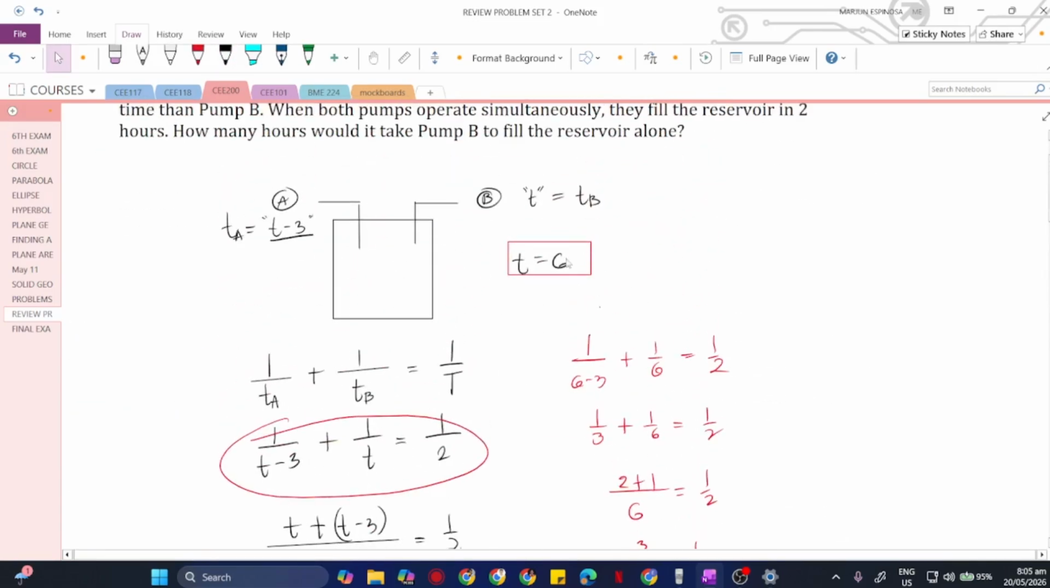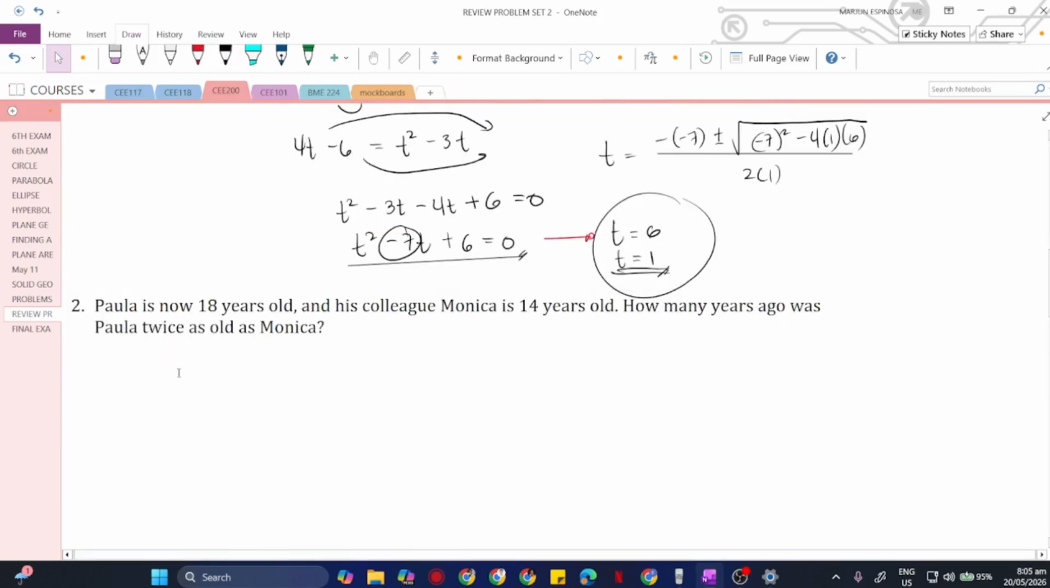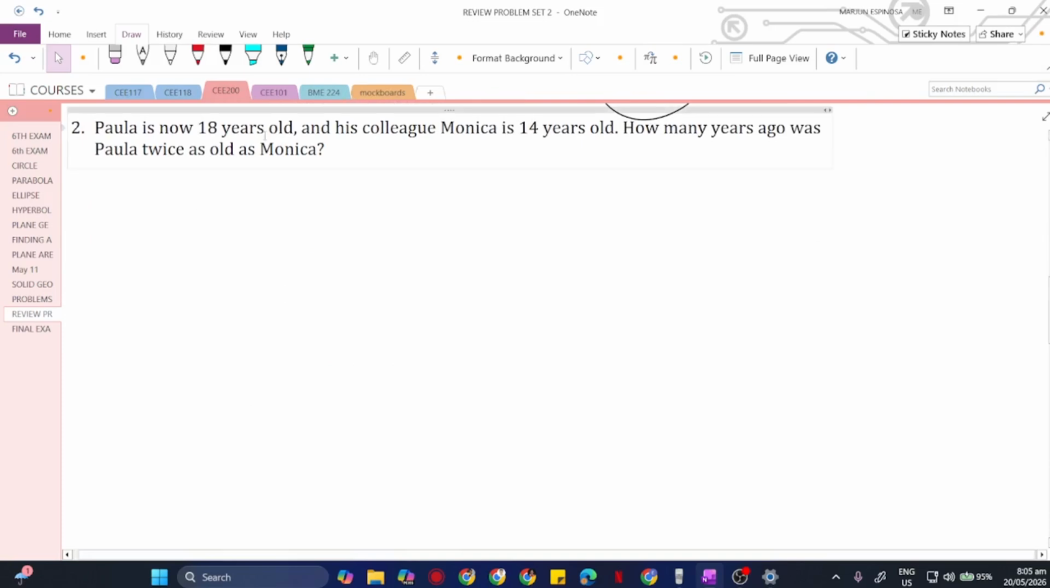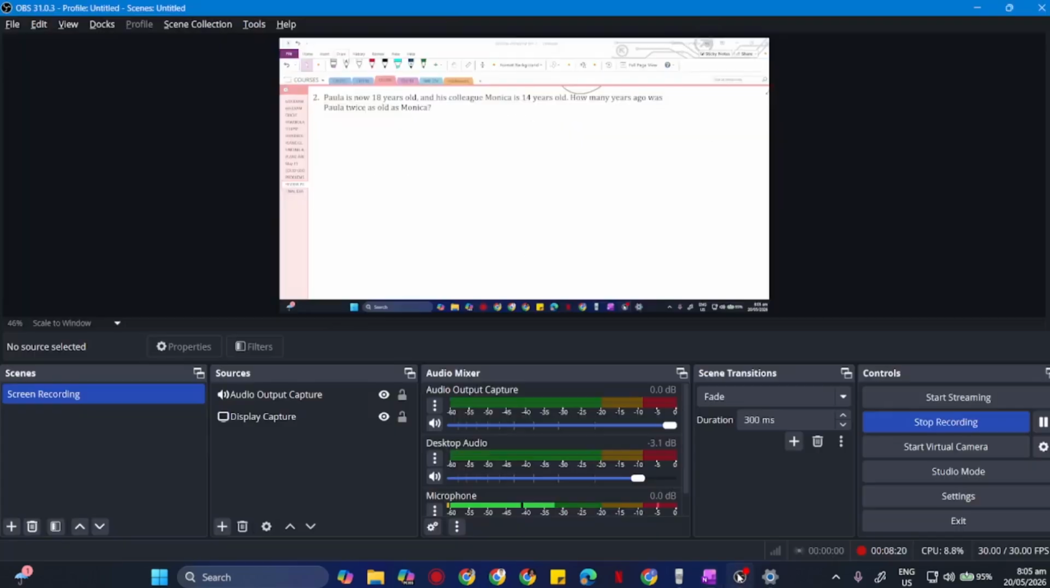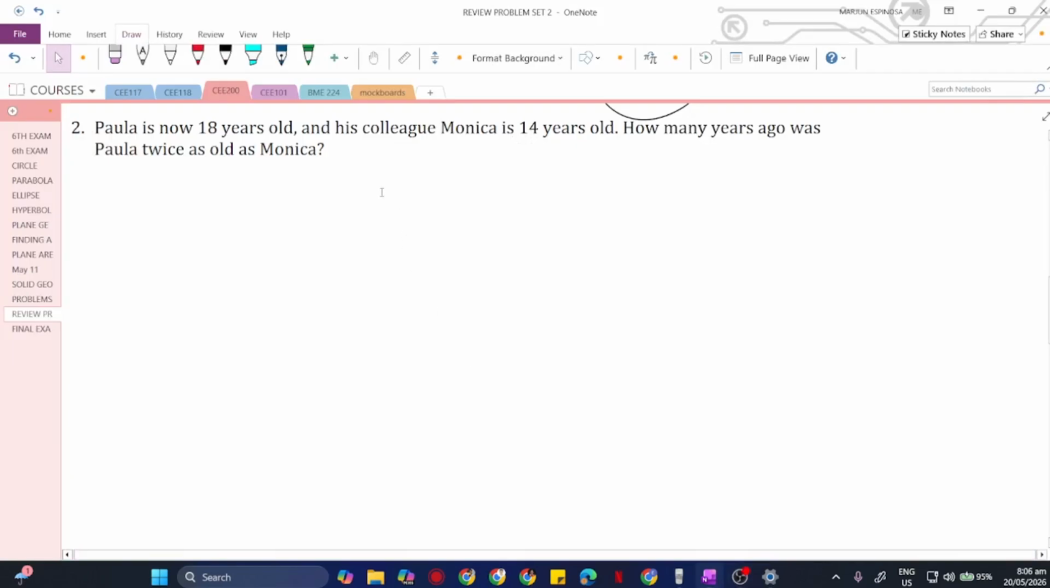So, yung sagot dyan is 6 hours. So, it would take pump B to fill the reservoir alone in 6 hours. Okay? Now, for the second problem, Paula is now 18 years old, and his colleague Monica is 14 years old. How many years ago was Paula twice as old as Monica?